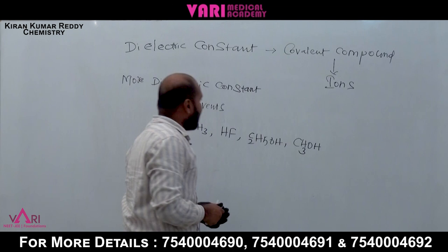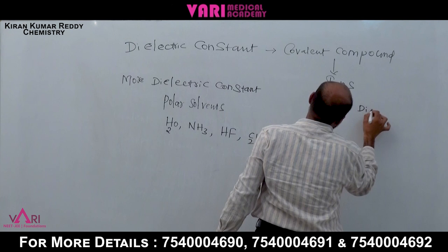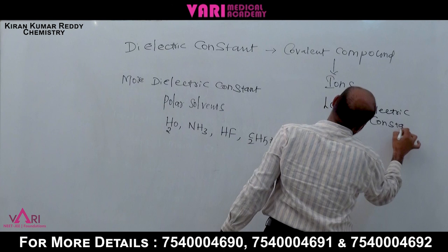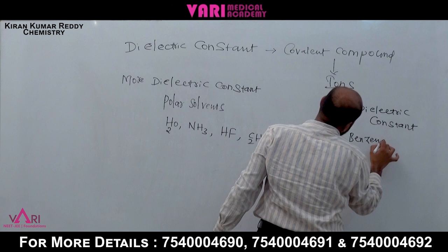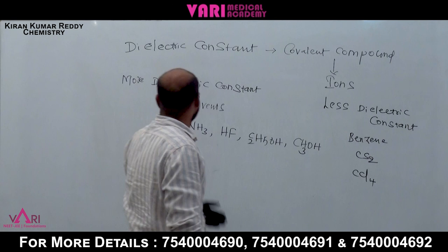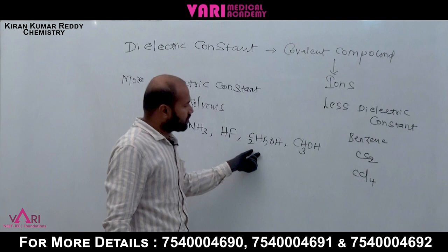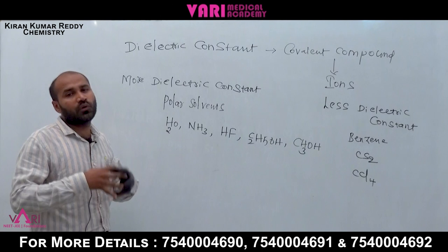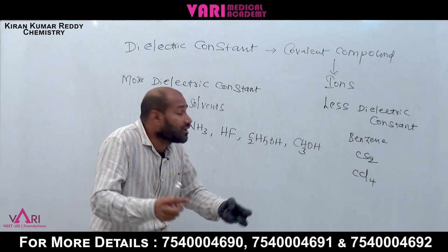But for low dielectric constant, what are the examples? Benzene, carbon disulfide, carbon tetrachloride. These types of solvents have a low dielectric constant, and H2O, NH3, HF, C2H5OH ethanol have a high dielectric constant. So polar covalent compounds are more soluble in solvents with a high dielectric constant.